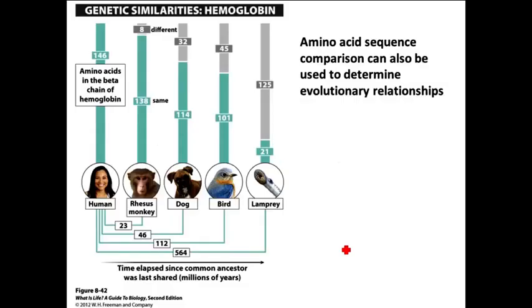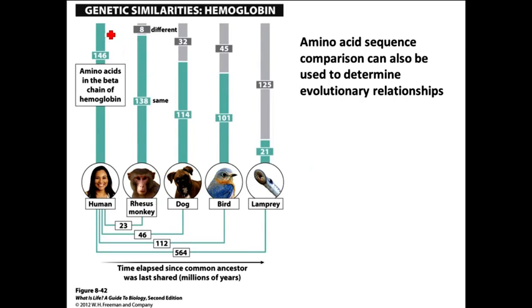We can also use amino acid sequences to determine evolutionary relationships. Here we are back with our hemoglobin and that beta chain of hemoglobin. It has 146 amino acids, and a lot of different animals have hemoglobin. Humans, monkeys, dogs are all mammals, so you would think they'd be fairly closely related. Birds are tetrapods, and lampreys are jawless fish. They have a vertebral column, but they don't have legs or a mouth, so they're really primitive, but they still have hemoglobin.